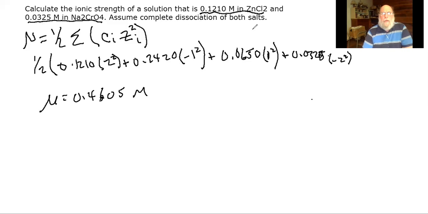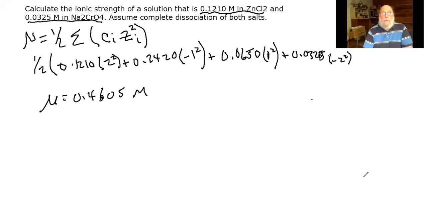One other thing I'll say before I end this short video, we're assuming complete dissociation, and especially with multivalent ions, that really isn't often true, but we're going to assume it in any case. So I'm going to stop this one here, and we'll continue with the next step.